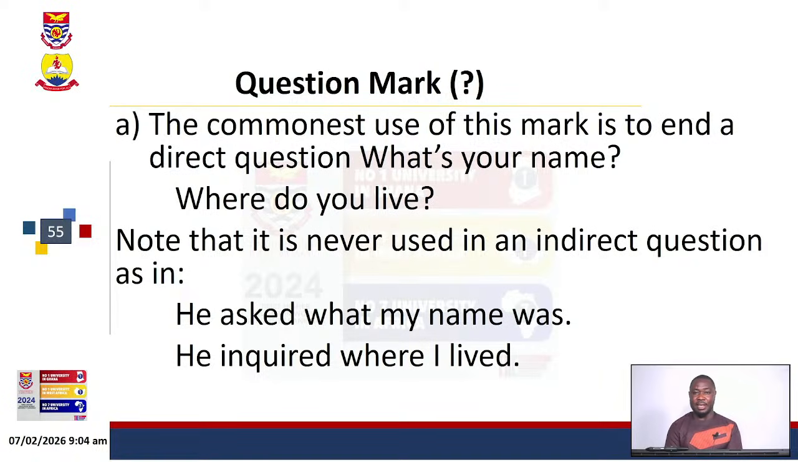Note that it is never used in an indirect question, as in, he asked what my name was. He inquired where I lived. These do not directly ask questions. They rather report what question someone asked them. So you don't need a terminal marker, or you don't need a question mark.